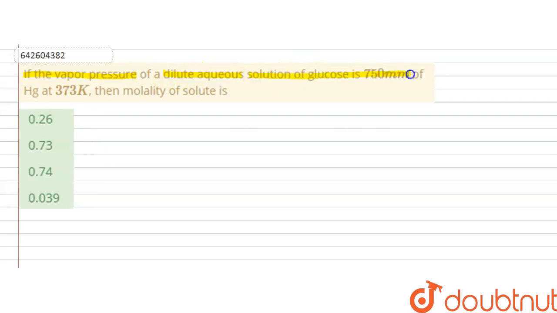Hello students, the question is: if the vapor pressure of a dilute solution of glucose is 750 millimeters of mercury at 373 Kelvin, then the molality of the solute is? So in this question, it is given that the vapor pressure of the dilute solution of glucose is 750 millimeters of mercury and we have to calculate the molality of the solute.